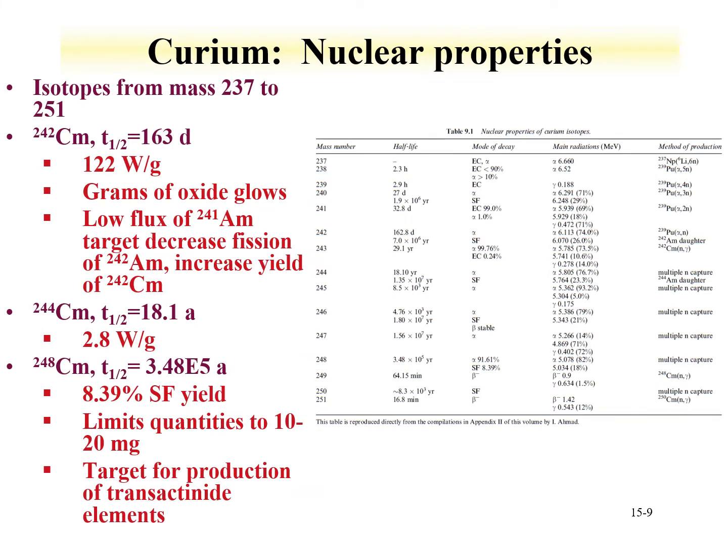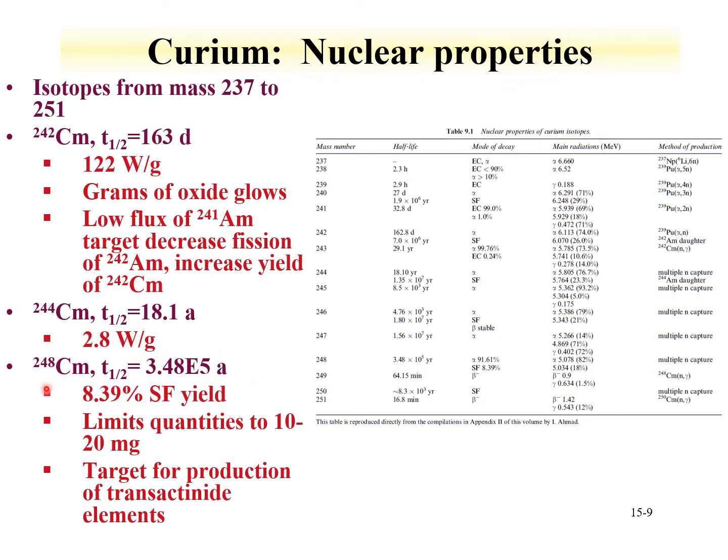We'll now turn our attention to curium. Curium has a number of isotopes from 237 to 251 as shown here. Important curium isotopes for chemistry include the 242, relatively short-lived, about half a year, with a high degree of heat per unit mass. The curium 244 is more widely available, with a longer half-life of 18 years, and its heat per unit mass is much less than the 242.